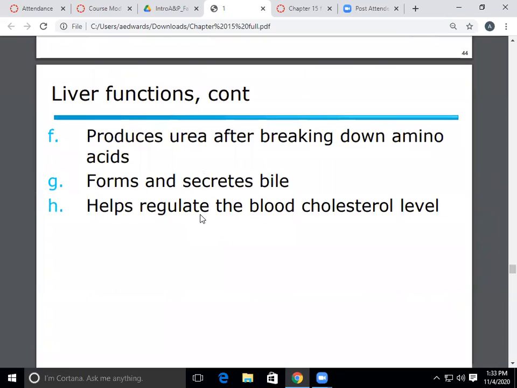So your liver also produces urea, breaking down amino acids. Right? Remember, those are the building blocks of proteins. Liver forms and secretes bile. And the liver helps regulate your cholesterol level in your blood.